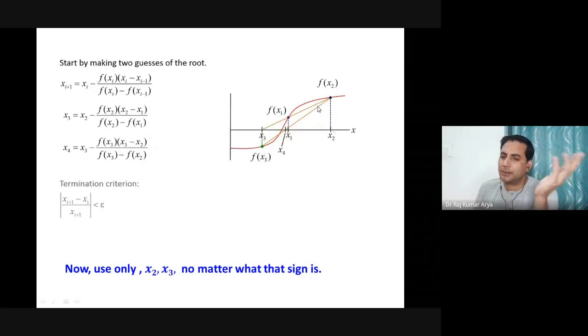The procedure is the same. You have the points x1 and x2, draw the line from here, you get this particular point, and again keep on drawing. This gives faster convergence in that particular way.